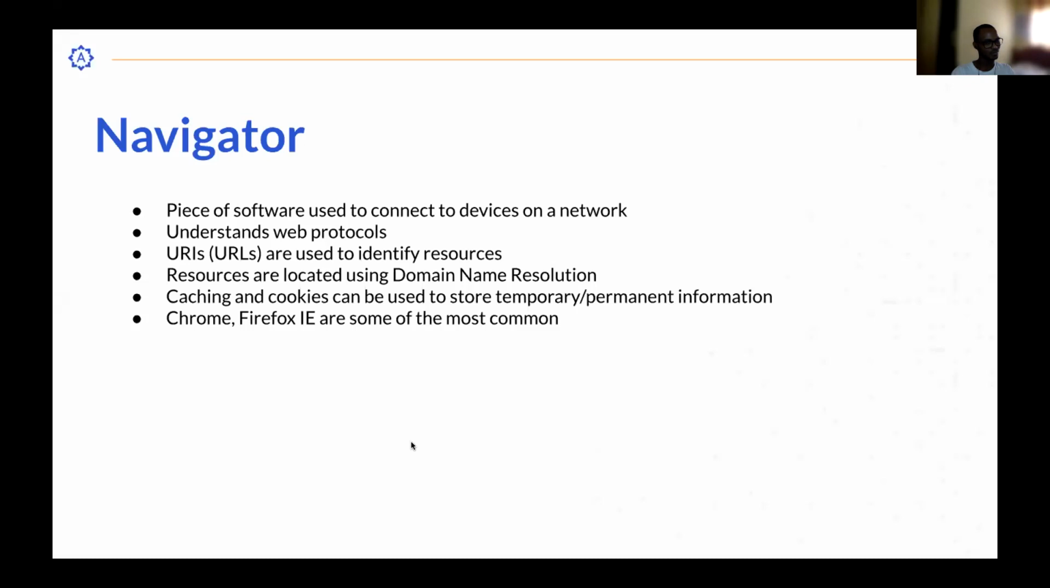I wanted to know the difference between URIs and domain name resolution. Regarding the resources, you said, as it's stated here, that URIs are used to identify resources, and domain names, as I can see, are also used to locate resources. Where is the difference? How are they different? Thank you.